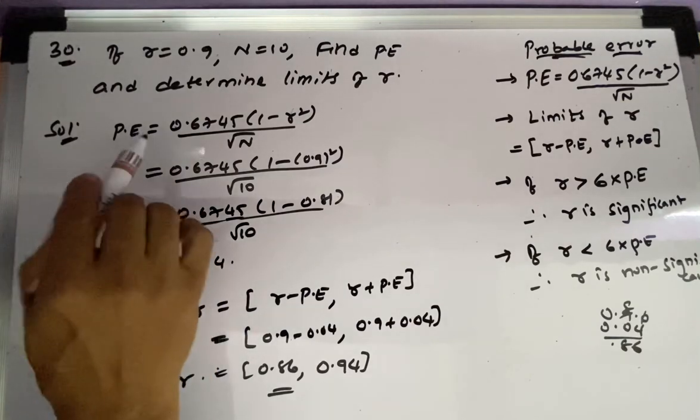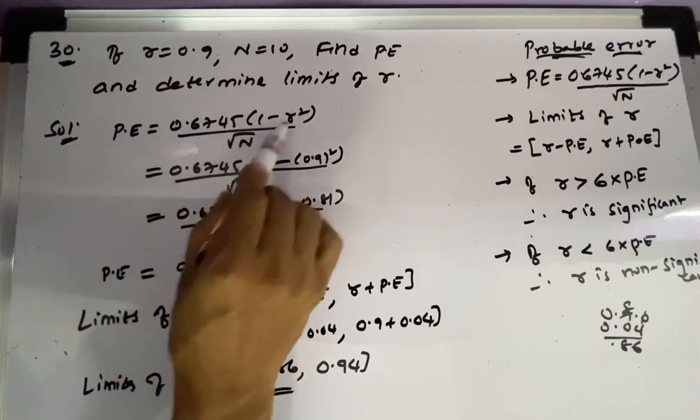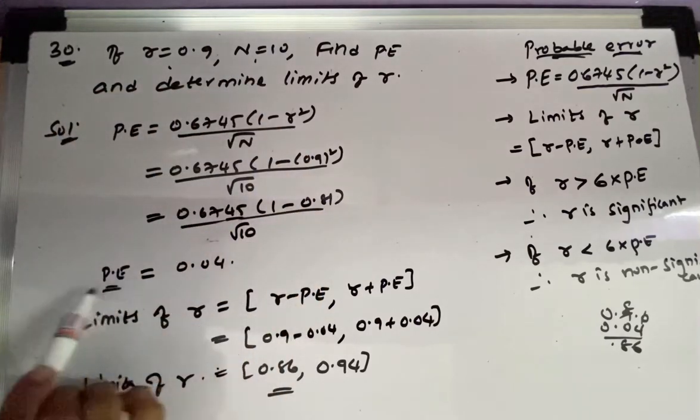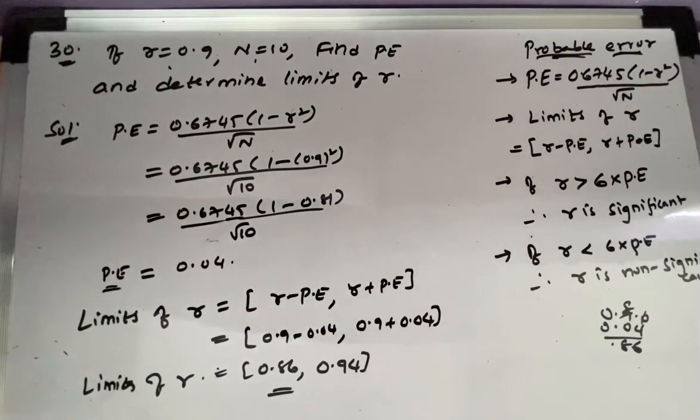How to find probable error? 0.6745 into (1 minus r square) by root n. Substitute r and n values, you will get the value of probable error. Then you can simplify this.